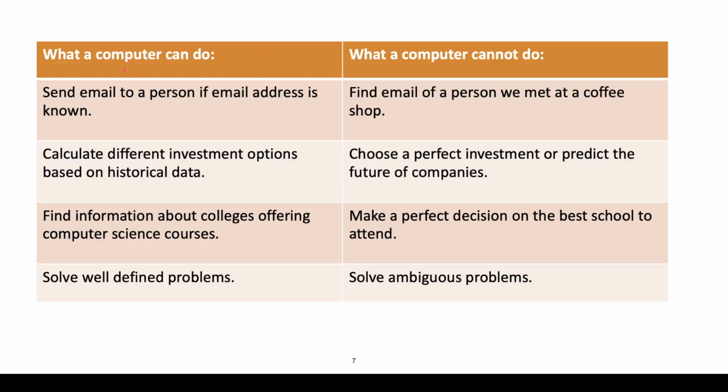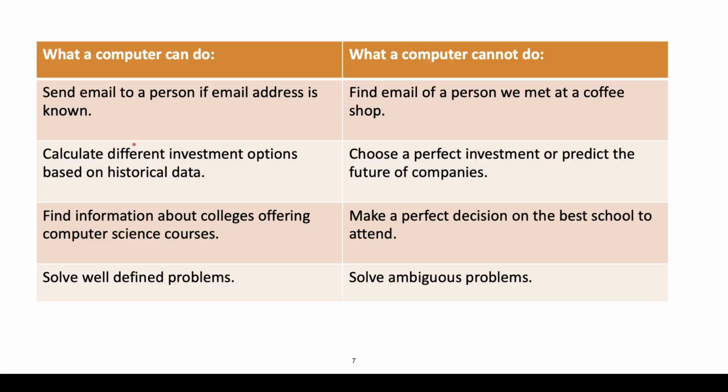Now we need to understand what a computer can do and what a computing system cannot do. For example, in the world of computation, sending an email to a person is possible if the email address is known. But if you met a random person for the first time at a coffee shop, then finding that person's email is something that a computer cannot do directly, right? Now an argument can be given that today we have face recognition techniques, if my camera has captured it. Considering that no kind of data capturing is done during the meeting, in that case it is very difficult for a computer to perform this operation, right?